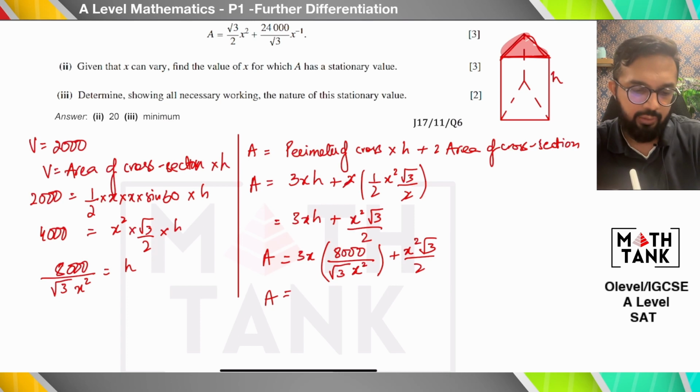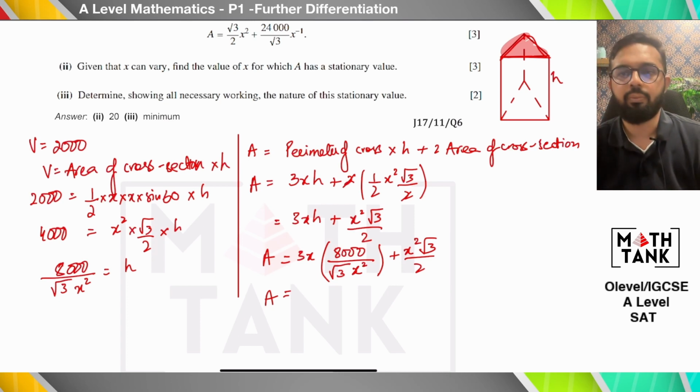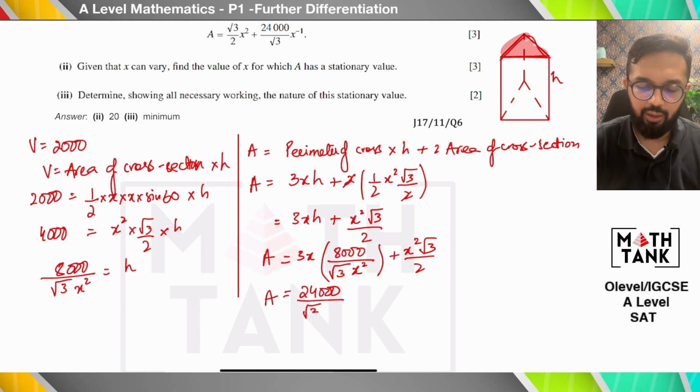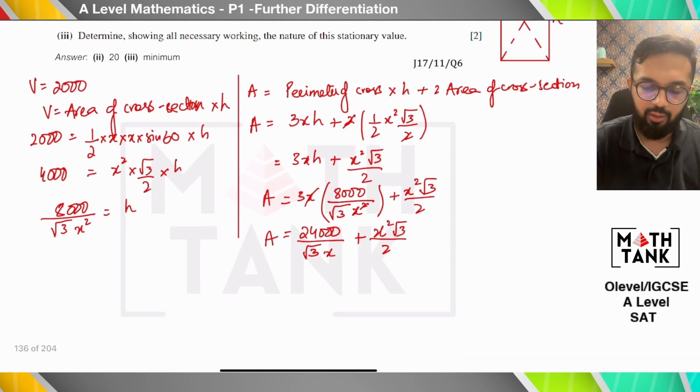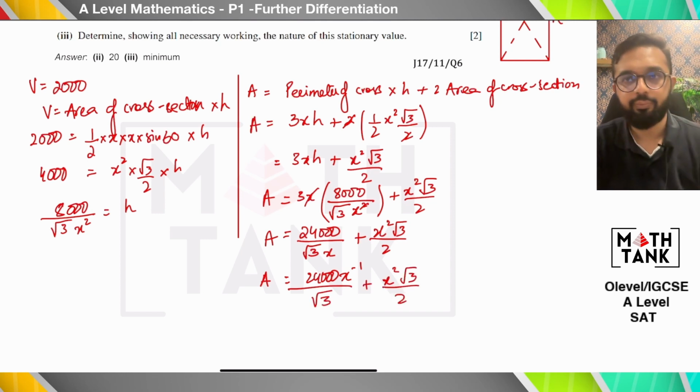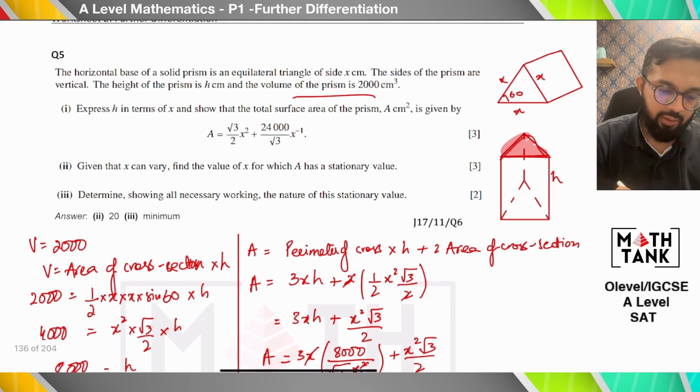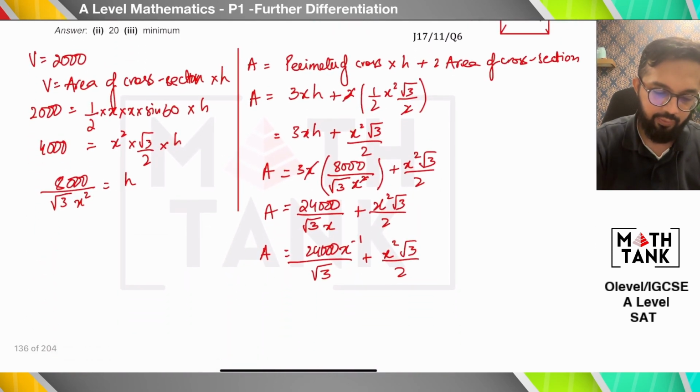Okay, it's given as root 3 in the denominator. Otherwise, I would have rationalized this myself: 24,000 over root 3. And you can see that in the proof, it's x in the proof. So x squared into root 3 over 2. So area is 24,000 x power minus 1 over root 3 plus x squared root 3 over 2. Okay, that's area. Then in part 2 it says given that x can vary, so I'm going to differentiate this.